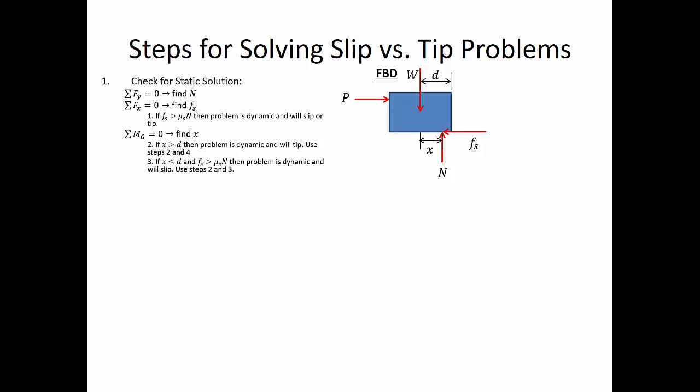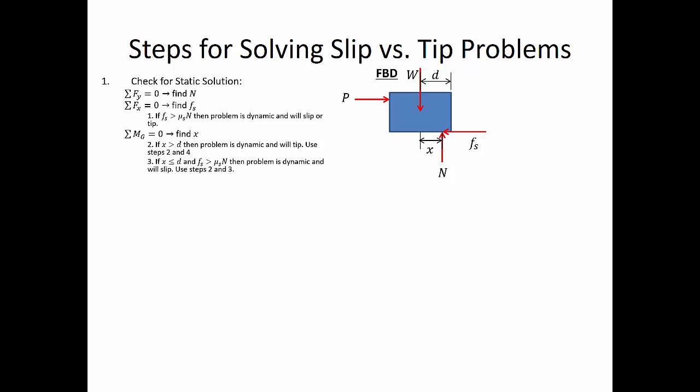If we sum forces in the y direction and set it equal to 0, we can find what the normal force, N, is. If we sum forces in the x direction and set it equal to 0, we can find what the friction force, F sub s, is. Then we can check that friction force to see if it exceeds the maximum static friction, our coefficient of static friction times the normal force. If F sub s is greater than mu sub s times N, then the problem is dynamic and it's going to either slip or tip.